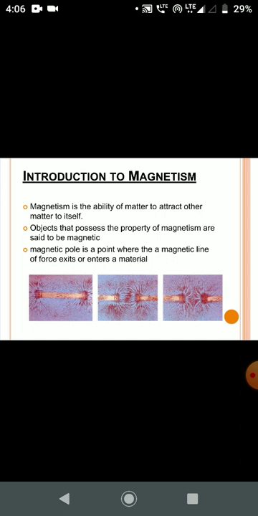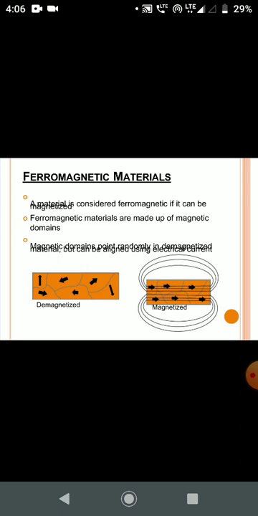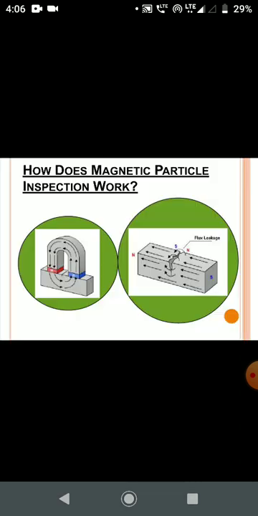Applications, yes. So the interaction of this magnetism: the pole is a point where the magnetic line of force exists on a material, and these are the kinds of interactions that happen, the interaction of the material with an external magnetic field.